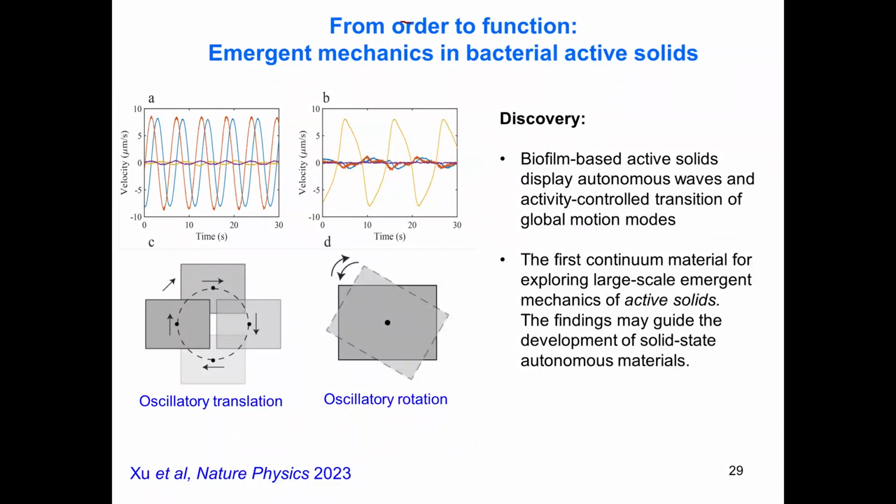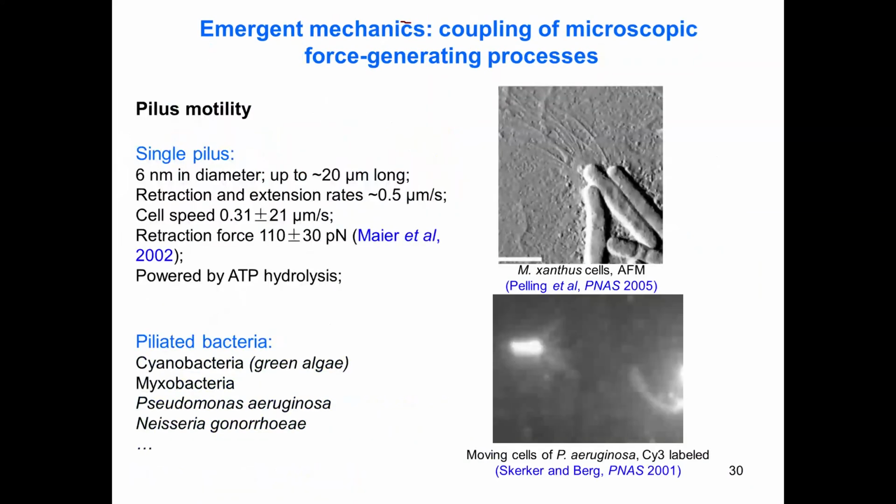And if we embed flagellated bacteria in an elastic matrix, we could realize interesting forms of global motion patterns, such as oscillatory translation or oscillatory rotation. So these would serve as continuum materials for understanding the large-scale emergent mechanics of active solids. But here I would like to focus on another way of coupling microscopic force generating process.